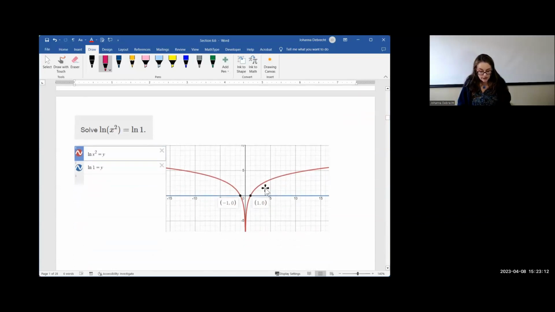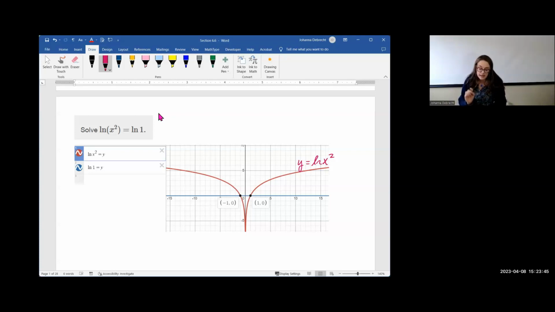Now let's take a look at this problem, which is another challenging one that may have a false solution. So I have natural log of x squared equals natural log of 1. So I graphed the natural log of x squared in red. So this is y equals the natural log of x squared. And you'll see it has this shape kind of like how small children draw birds in the sky, right? So it comes in and comes to a point and then it comes out again.